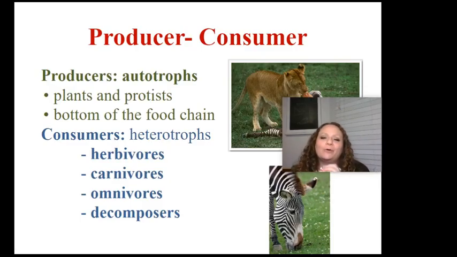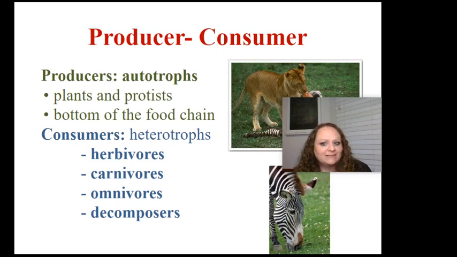Let's talk about different types of organisms. So we have producers and we have consumers, and producers are going to be things like autotrophs. There are plants, there are protists, there are bacteria that fall under this producer category. These are organisms that are going to be making their own food. And this doesn't mean like they go to the kitchen and they make a sandwich.